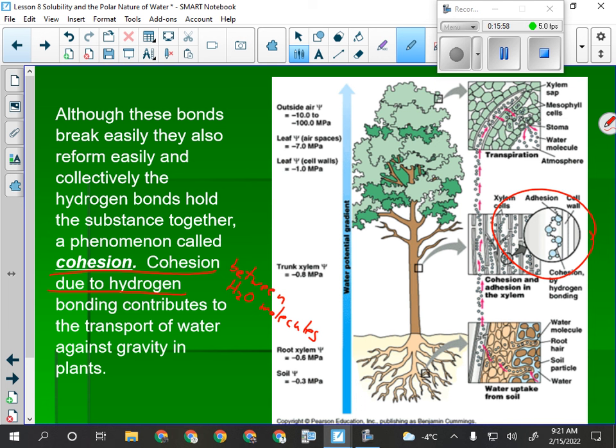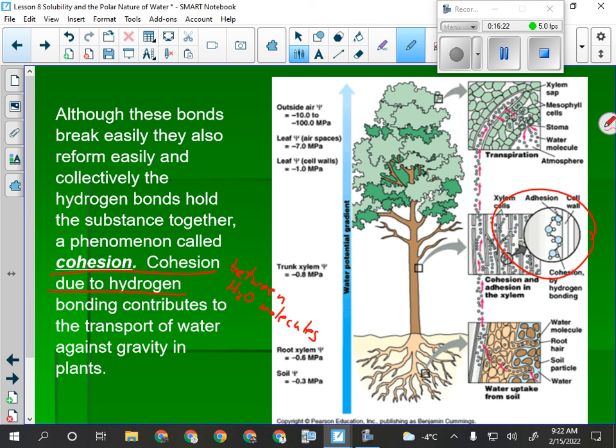So when one of them evaporates and goes out of the leaf, it creates a pulling force on all the ones down the leaf. As one goes, it pulls the others up. So it requires no energy for the plant to make the water go from the roots to the leaves. It's all accomplished by the polar nature of water, and the fact that they bond to each other.